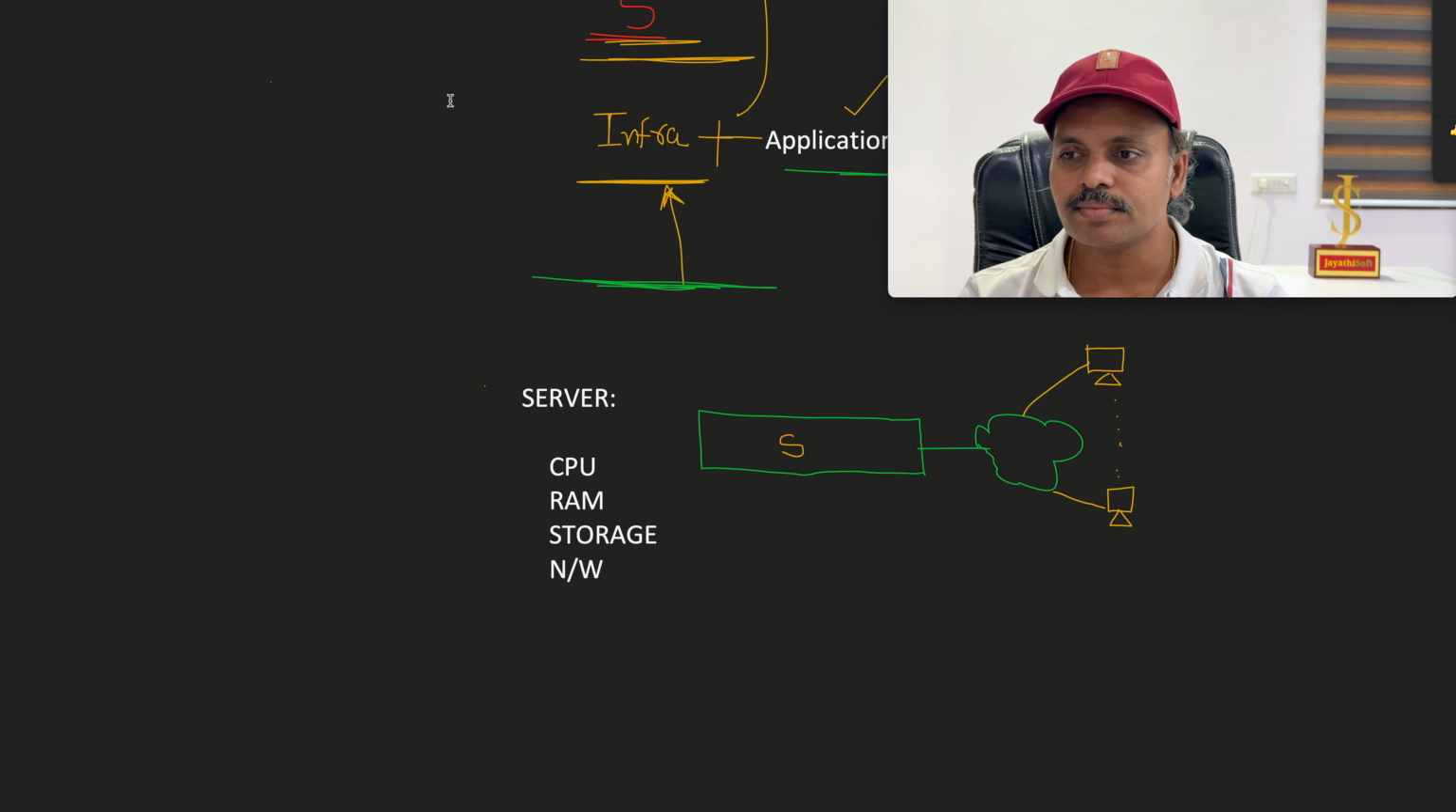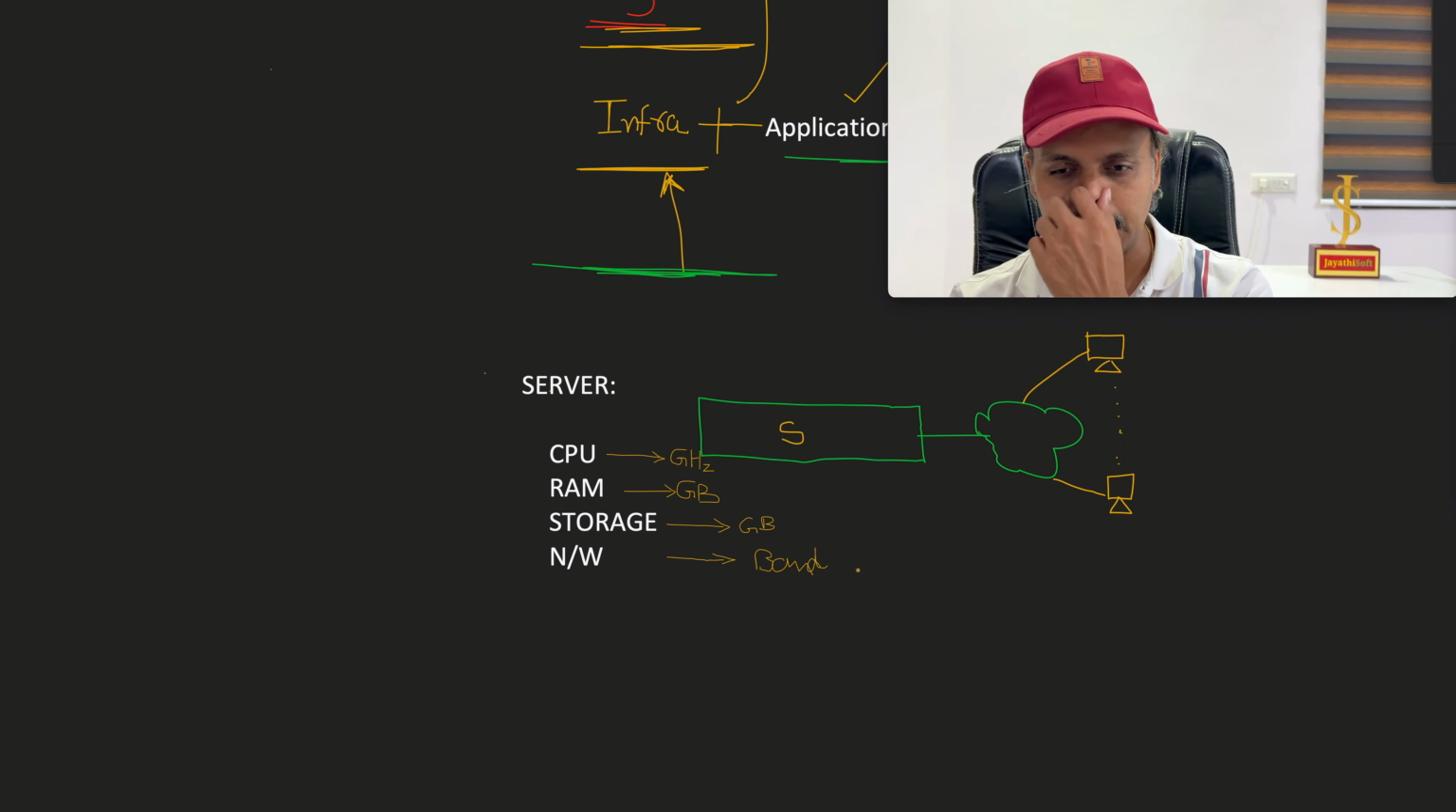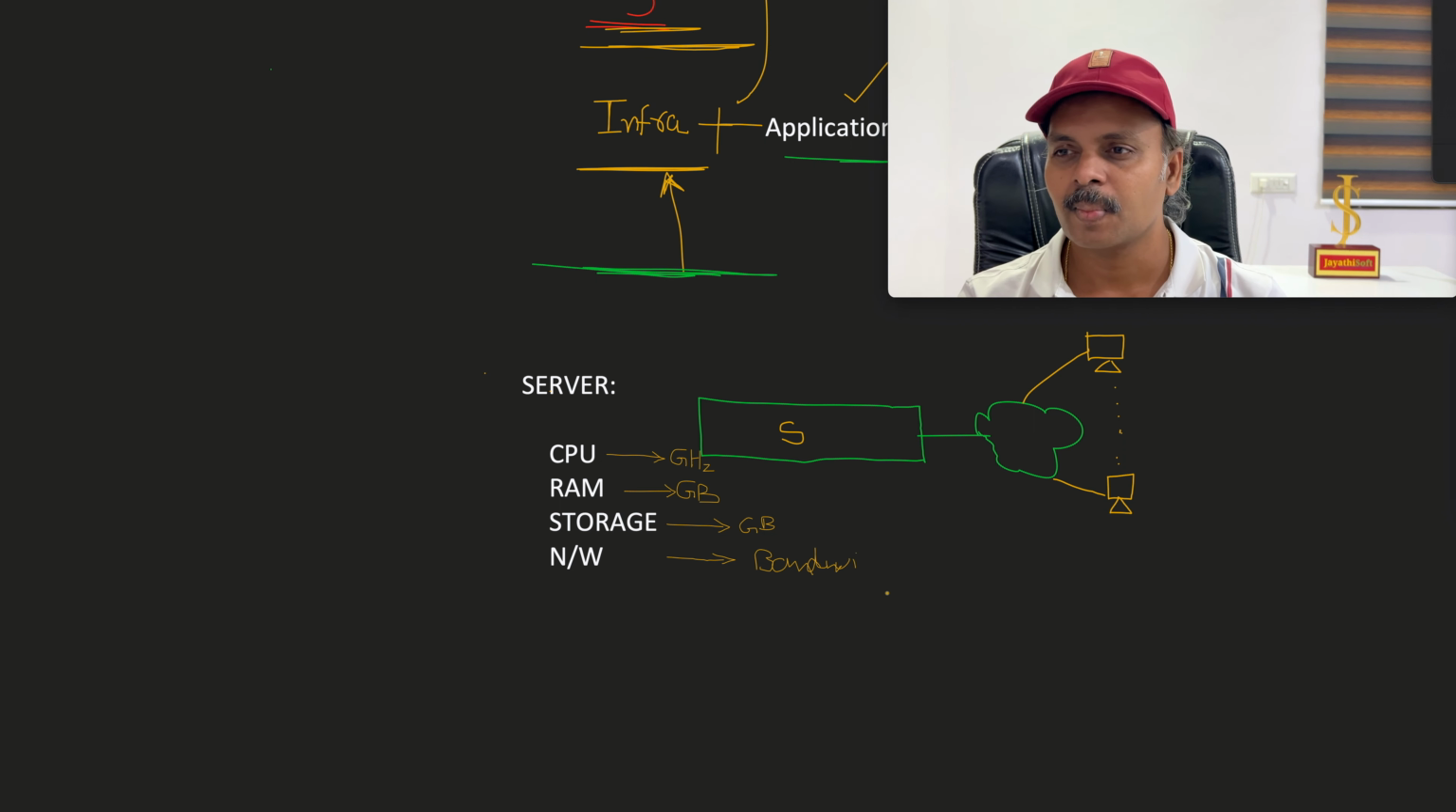Okay, then if you are getting it, the very basic things, maybe you know that CPU will be measured in gigahertz or megahertz, right? Gigahertz. And RAM is measured in GBs, 2 GB, 4 GB, 8 GB, 16 and so on. Storage is also measured in GBs and terabytes, right? Network is measured in bandwidth, basically. The bandwidth also some GB or MBs per second, right? Bandwidth, right?